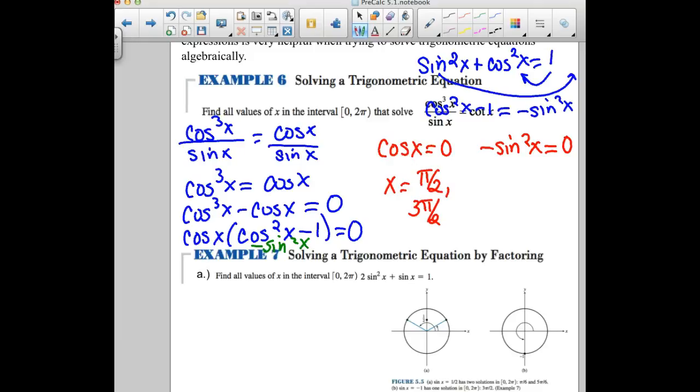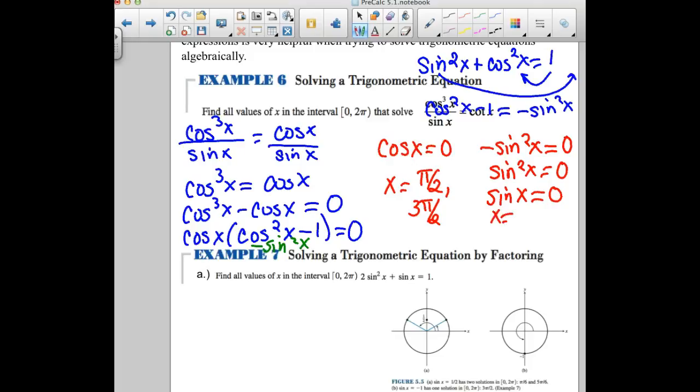Okay? We've got negative sine squared of x equaling 0, which means sine squared of x would have to be 0, which means if we square root both sides, the sine of x has to be 0. Okay? So where on our unit circle is sine of x equal to 0? That happens at 0 and at pi.